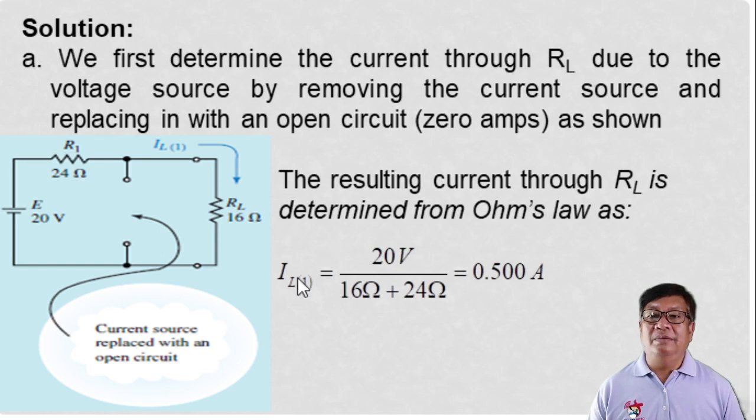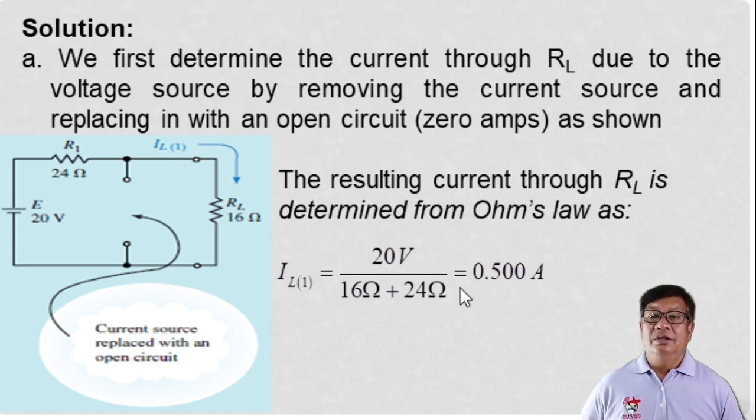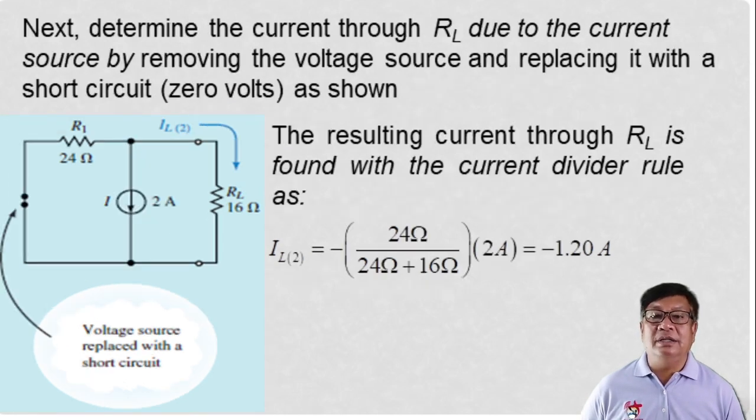So that is why we have this I sub L1. We have 20 volts divided by our load resistance of 16 plus our R sub 1 of 24. If you simplify this, we have a current of 0.5 amperes. That is if we consider our voltage source and eliminate first the current source.